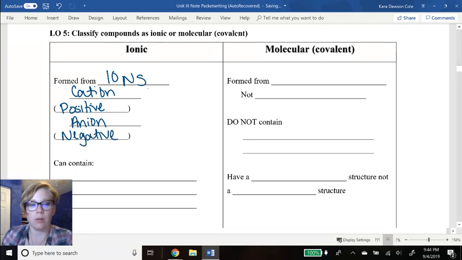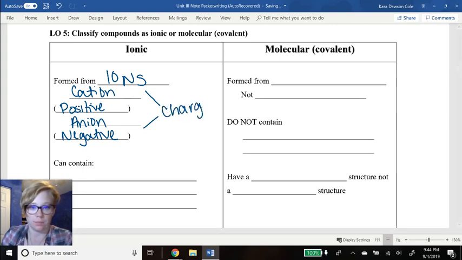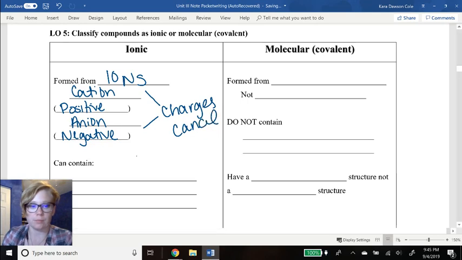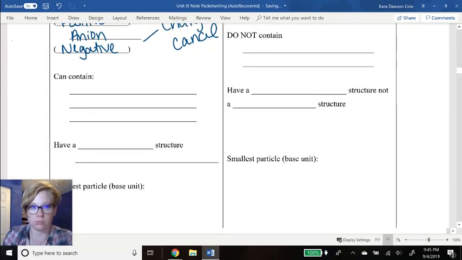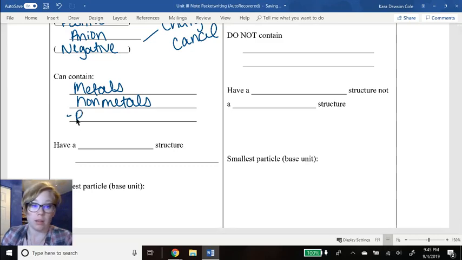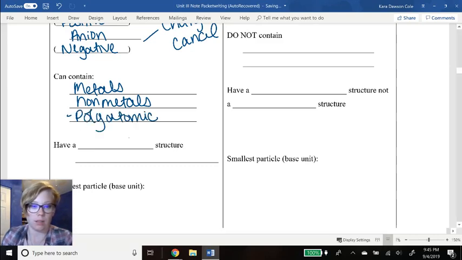Now, when we form an ionic compound, the cation and the anion's charges cancel one another. So the charges cancel. These can contain metals, nonmetals, as well as polyatomic ions.